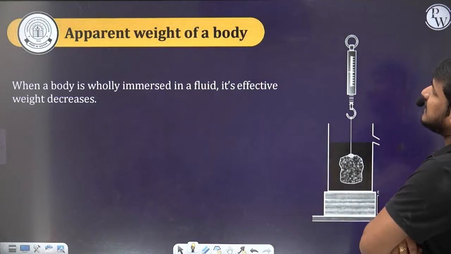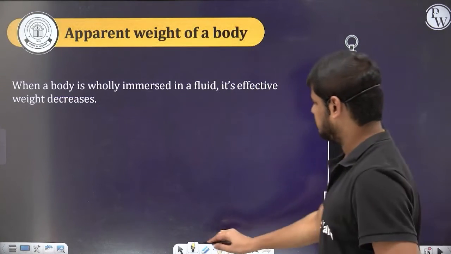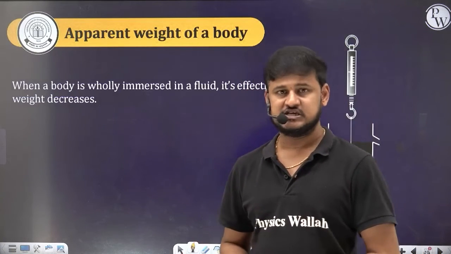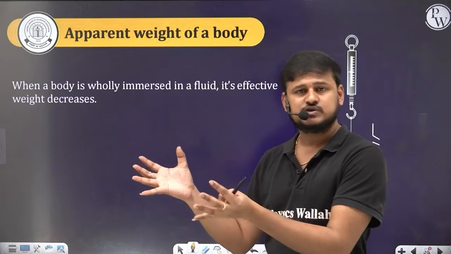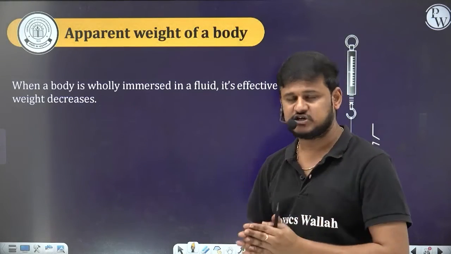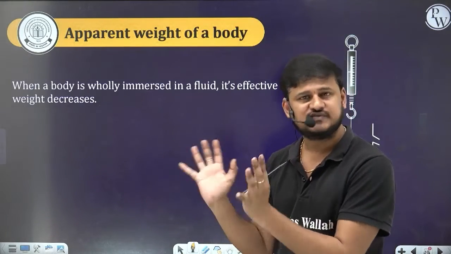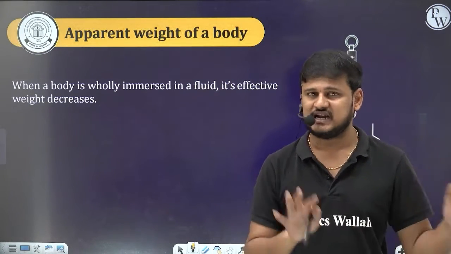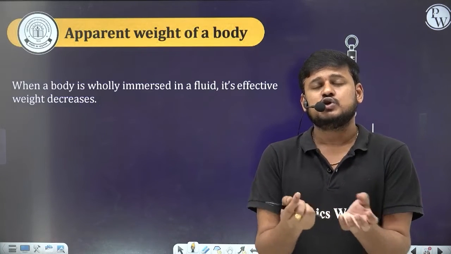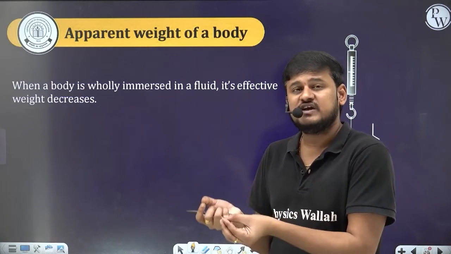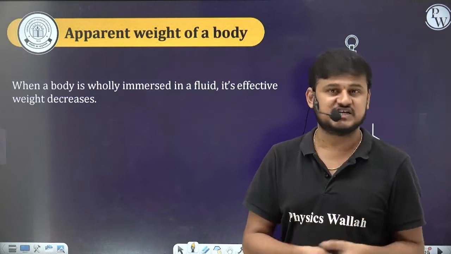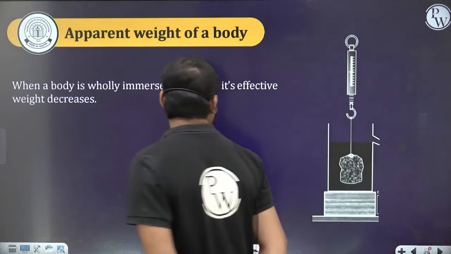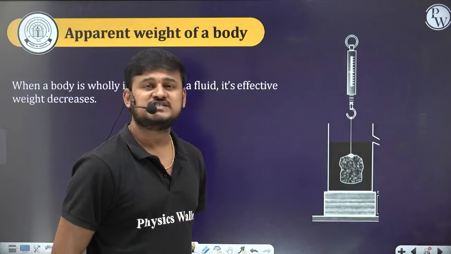What is the apparent weight of a body? In general life also you might have observed this. Suppose there is an object which is 5 kg on the ground. When you lift it, it's 5 kg. But if you place the same object completely in the water and then lift it, you may not feel that its weight is the same 5 kg, though its mass is the same. What's the reason? There is some other force which is acting.